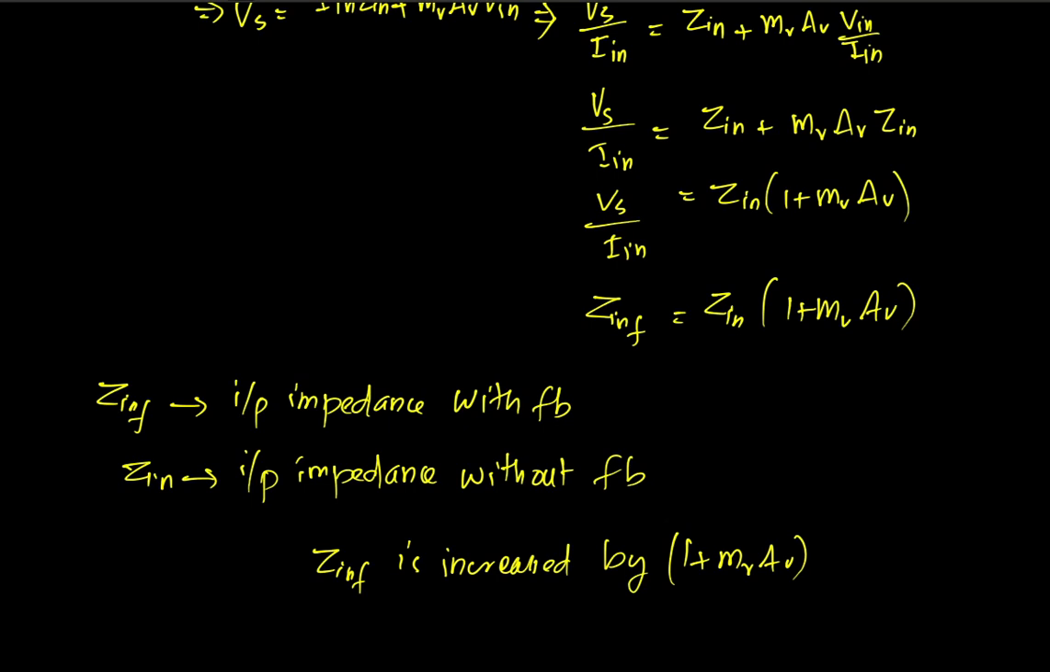Now we have to discuss how this negative feedback amplifier is able to decrease the output impedance. That can be discussed in the next lecture.